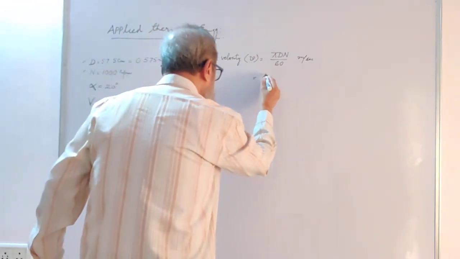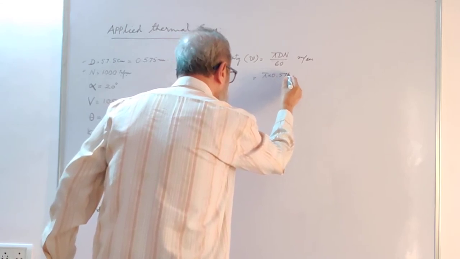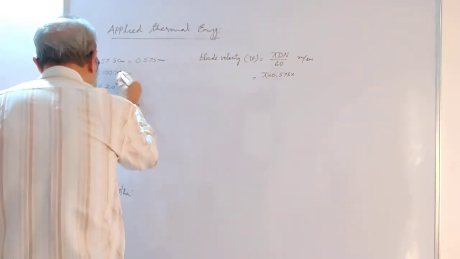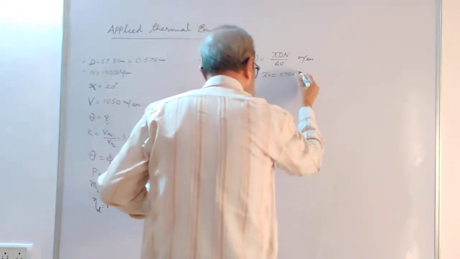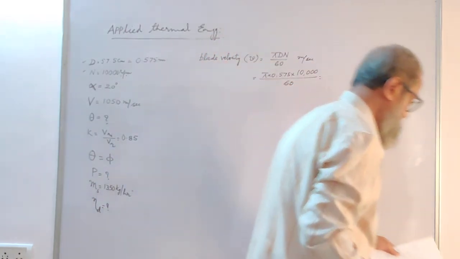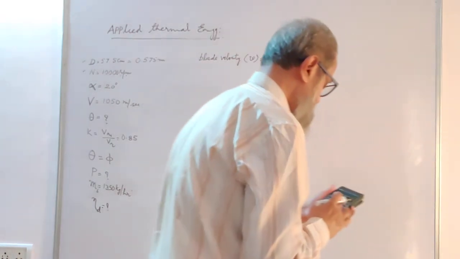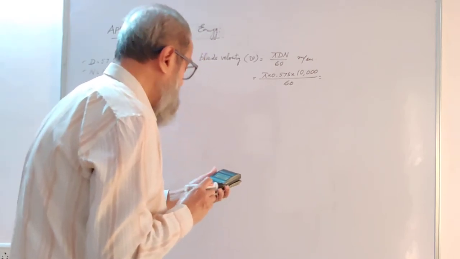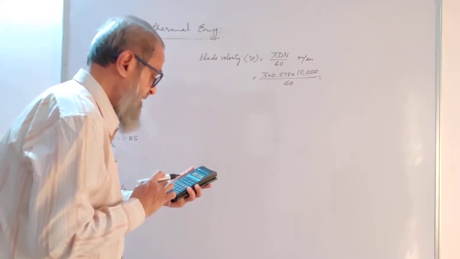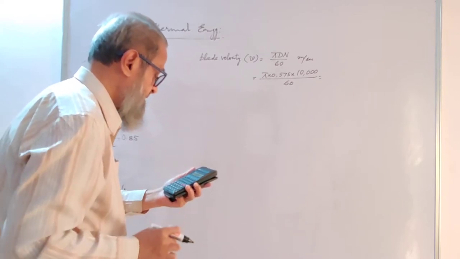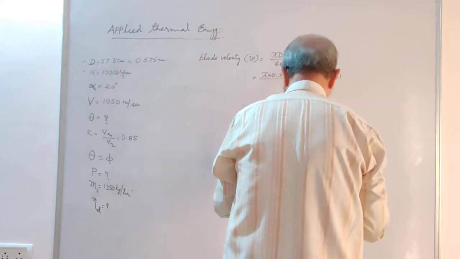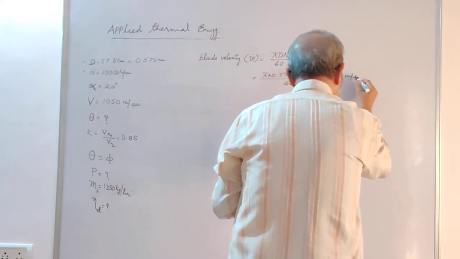So this will be pi into 0.575 into 10,000, sorry, the RPM is 10,000, divided by 60. So how much does it work out to? Let us see. Pi into 0.575 into 10,000 divided by 60 works out to 301 point something. So you can take it as 301 meters per second.